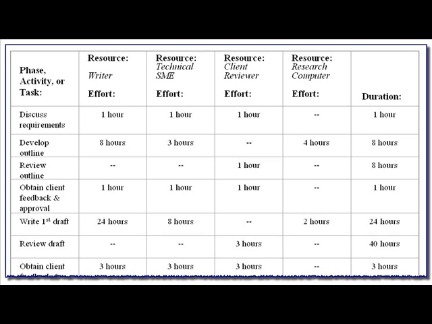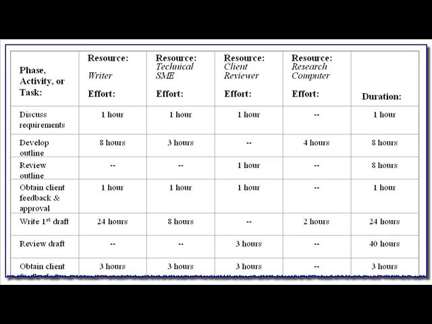In the next task, review the outline. We have been told by the client that they can't tell us exactly when they're going to be looking at the outline, but they want a day to look at it. So none of the workers, the writers or the technical SME or the research computer is needed, but 1 hour of effort is listed under the client reviewer. That's his effort. The duration is 8 hours. So it's sort of like that cement drying thing. We need 8 hours for the client review.